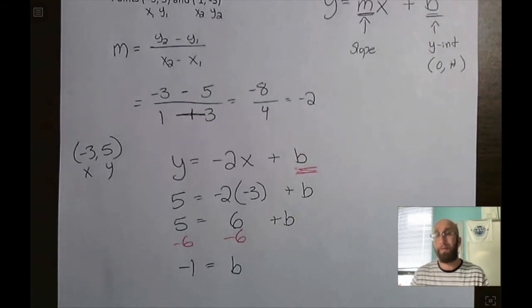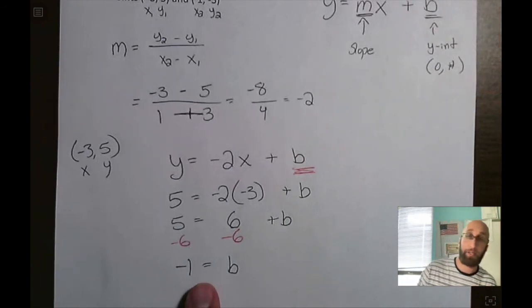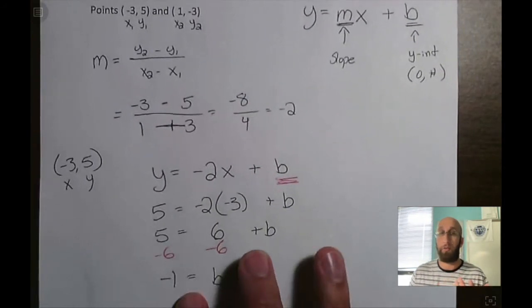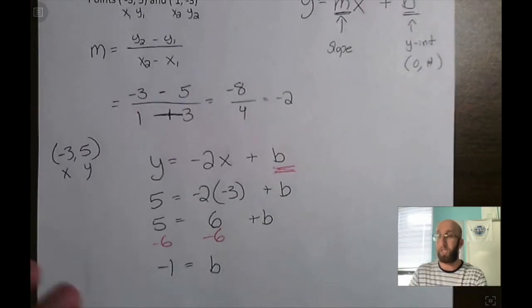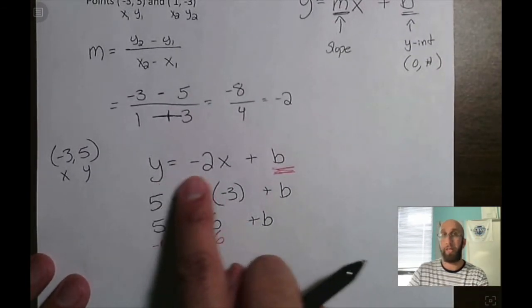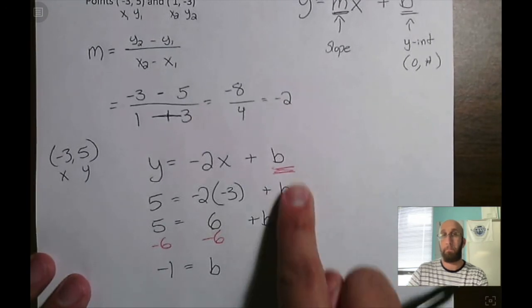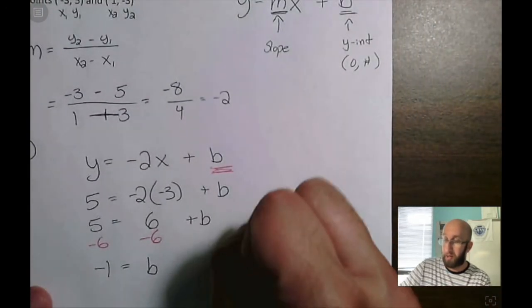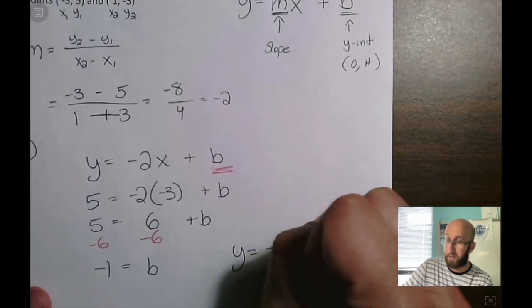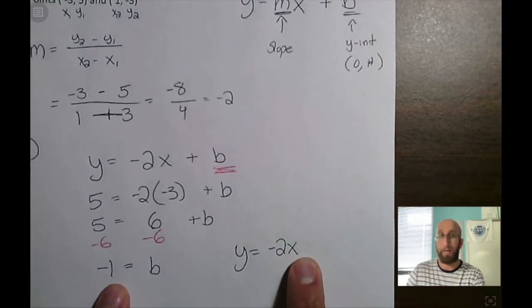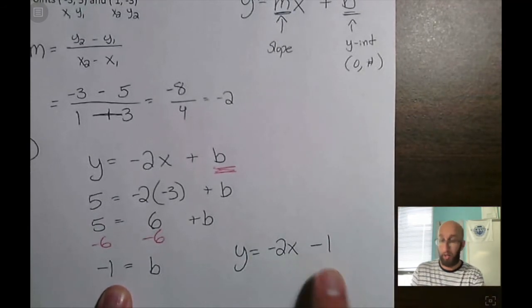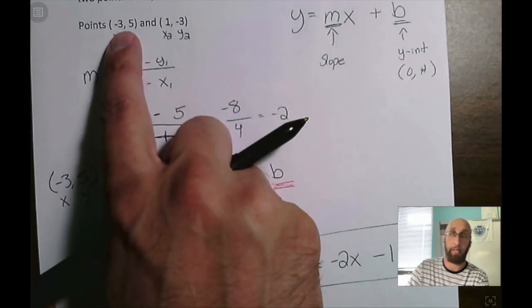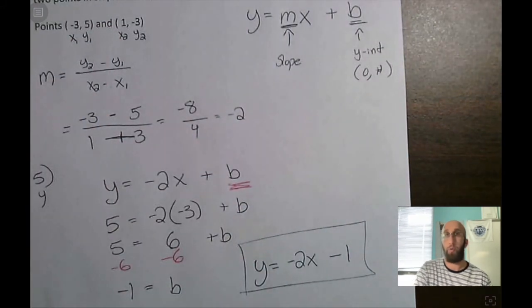Remember, b is our y-intercept, so we found our y-intercept is at -1. That wasn't our goal. Our goal was to come together with a complete equation of a line in slope-intercept form. We needed b. We now have it, so let's put it all together. The equation of this line is going to be y equals negative 2x plus b, but b is negative, so y equals negative 2x minus 1. That is the equation of the line that goes through the points negative 3, 5, and 1, negative 3.